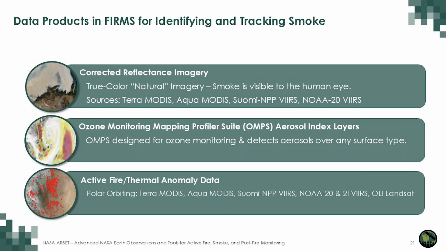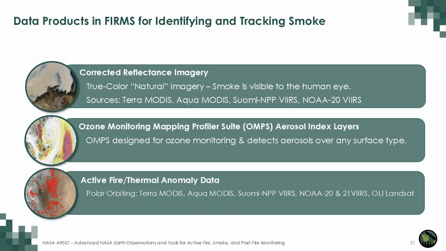So in addition to the visual detection, we need quantitative measurements, and that's where the OMPS aerosol index products come in. OMPS, or the Ozone Mapping and Profiler Suite, was originally designed to measure ozone, but it excels in detecting aerosols. In FIRMS, we have 2 OMPS aerosol index layers, and we'll discuss those in a moment.